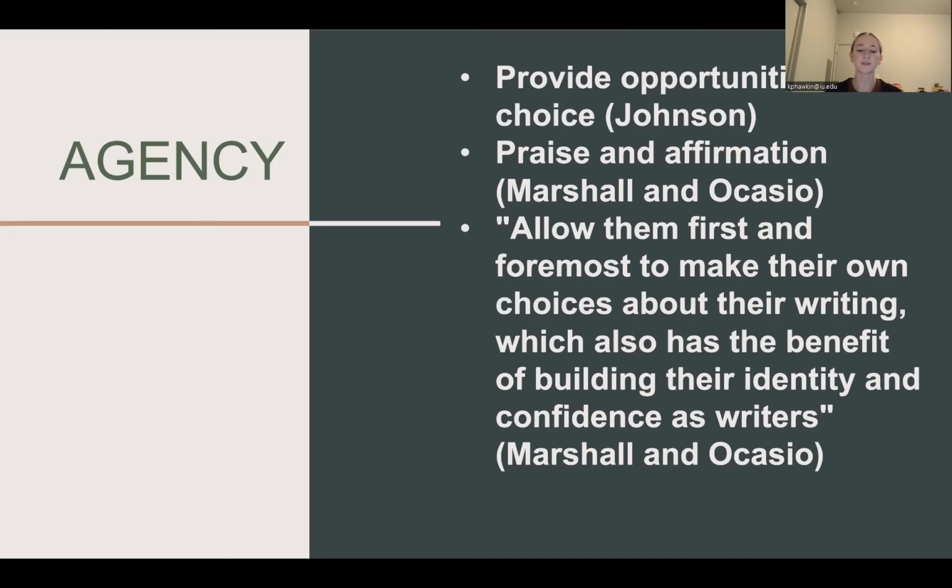Marshall and Ocasio suggest using non-directive feedback in order to increase justice-involved writers' sense of autonomy over their writing practices. Feedback that encourages students to reflect and engage in inquiry, proposes questions or problems, and offers options for revision allows students to develop their confidence and agency as writers.